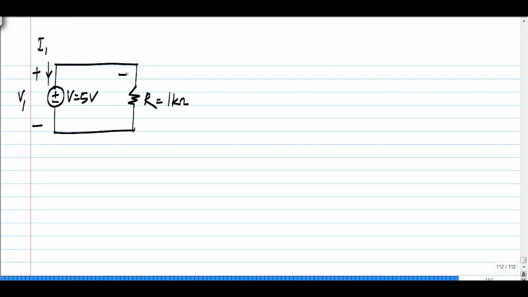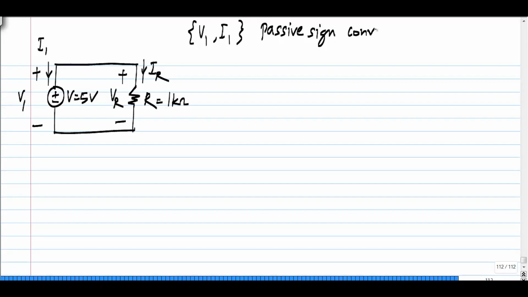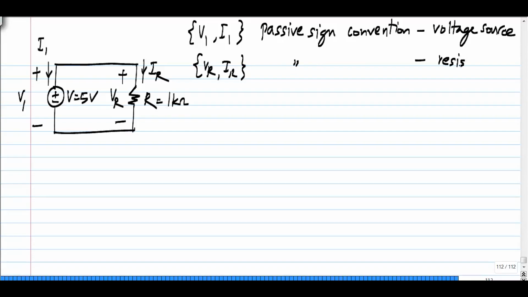And I will do the same for the resistor. Let us say I call this voltage V R, and given this polarity of V R, I have to choose the direction of I R to be that way, so that this follows passive sign convention for the resistor. Okay. So, V 1 and I 1 are defined with passive sign convention applied to the voltage source, and similarly V R and I R are defined with the same thing applied to the resistor.